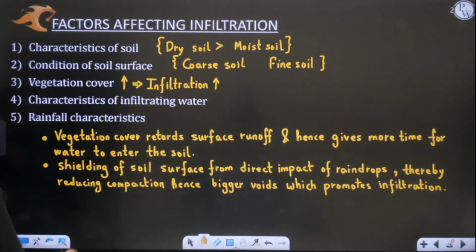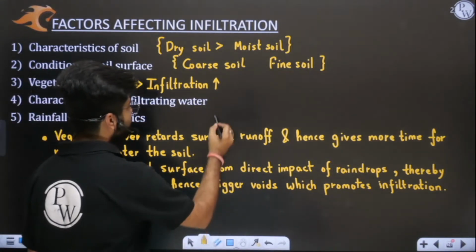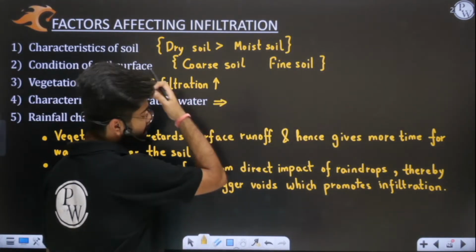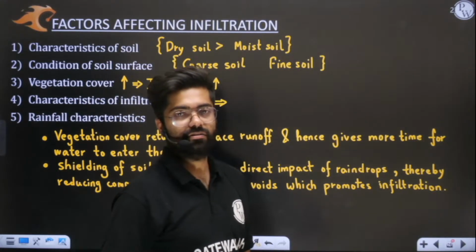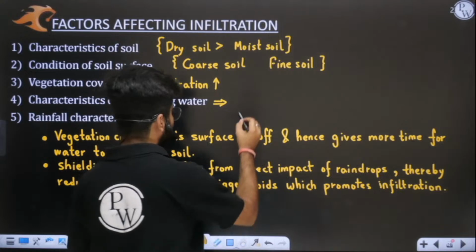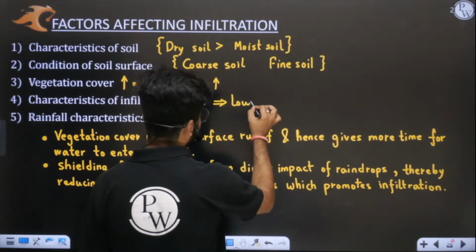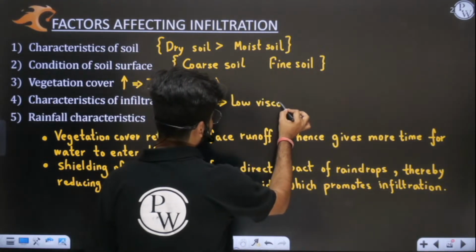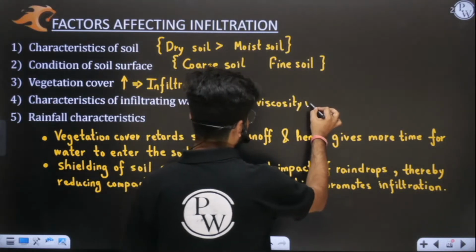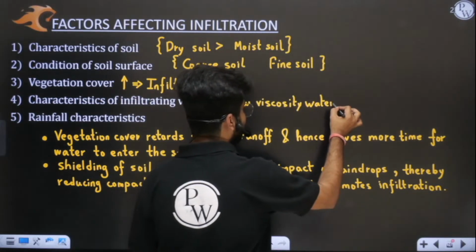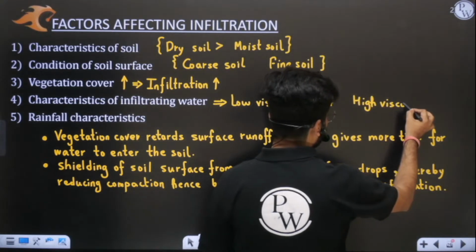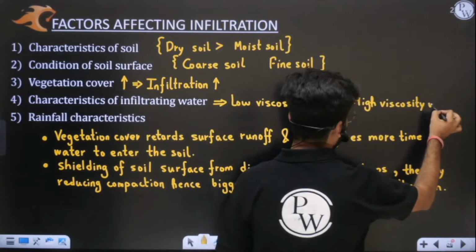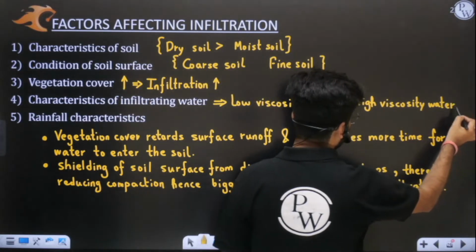Now the fourth one is characteristics of infiltrating water. See, this is very simple. Tell me, if we have a thick water and a thin water, if we consider viscosity, we have 2 kinds of viscosity here. Let us assume we have low viscosity water, and let us say we have high viscosity water. Can you guess which will have more infiltration?